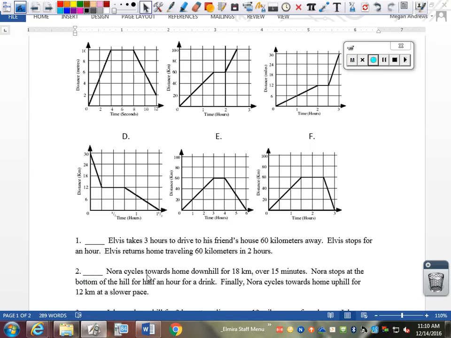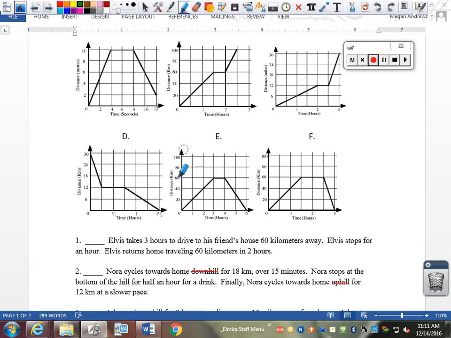Nora cycles home downhill for 18 kilometers over 15 minutes. Guys, I'm going to tell you right now, words like downhill and uphill are in there to throw you off because it's trying to make you look for graphs that go down and then up. Don't do that. First of all, there is not a graph in here that goes down and then up.